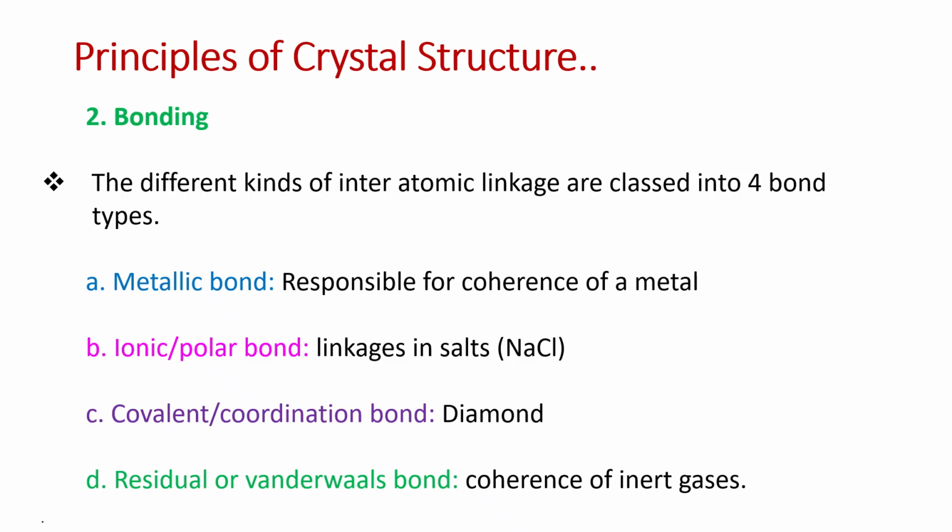And the covalent or coordinate bond is present in crystals such as diamond, and the residual or Van der Waals bond is responsible for the coherence of the inert gases when condensed to solids at low temperatures. And these 4 types of bonds all impart characteristic properties to the substances in which they occur, and they provide a convenient basis for the classification of crystal structures.